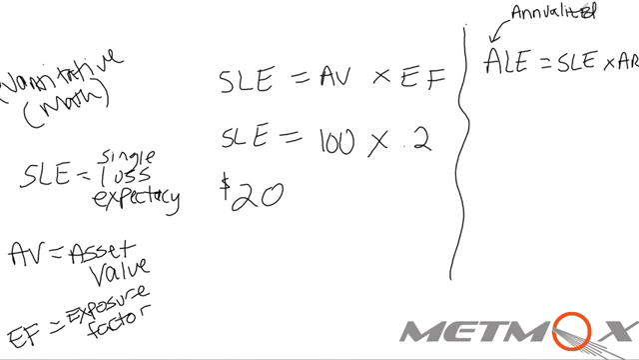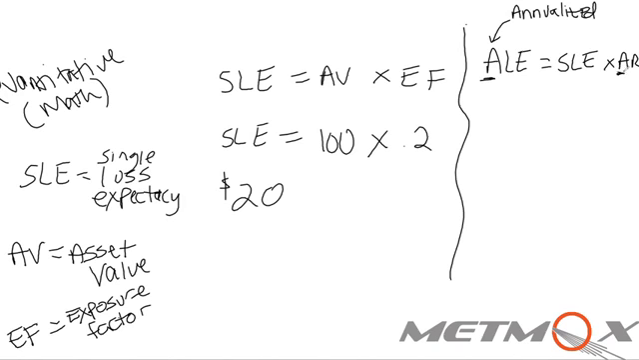So we already know the single loss expectancy because that's what we worked out over there on the left. The ARO is the annual rate of occurrence. How many times is this going to happen in a year?